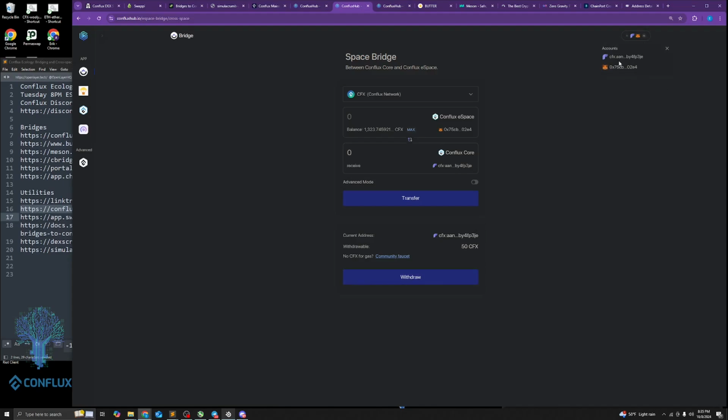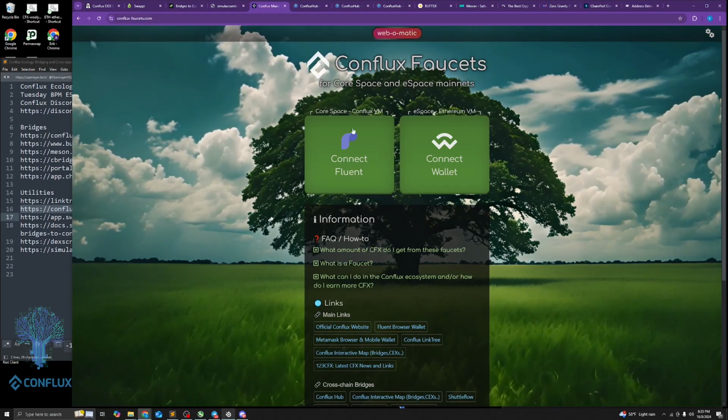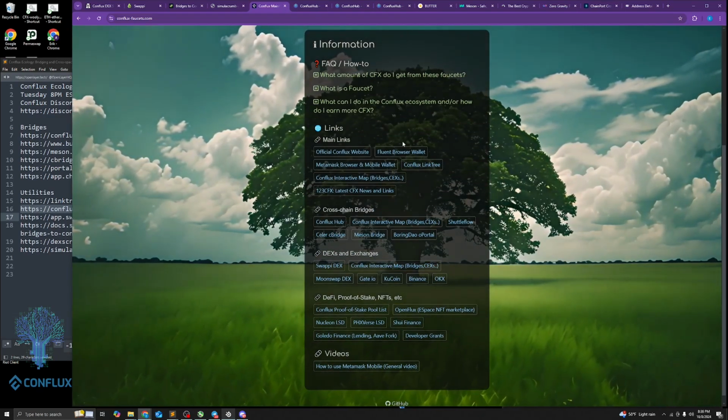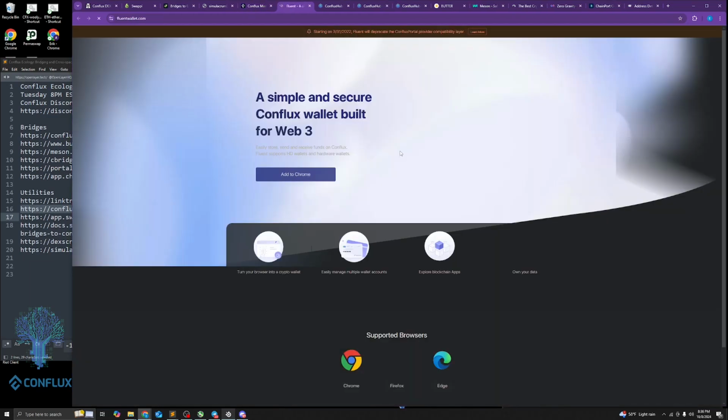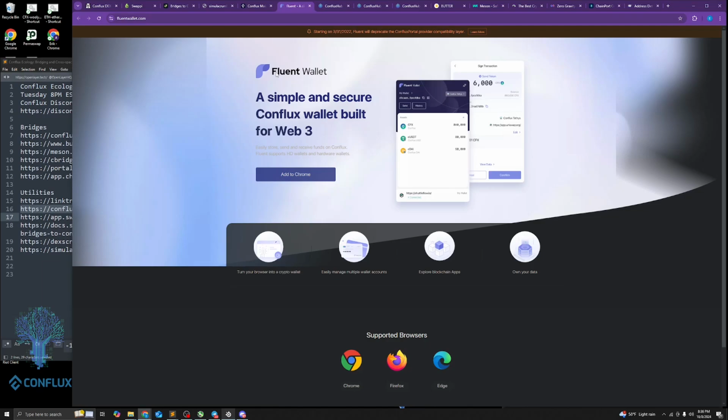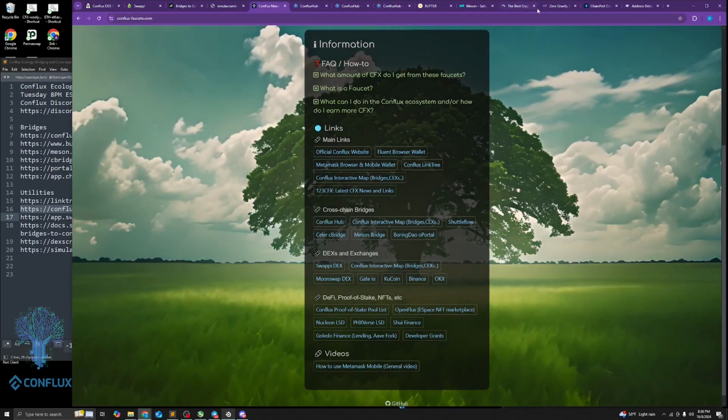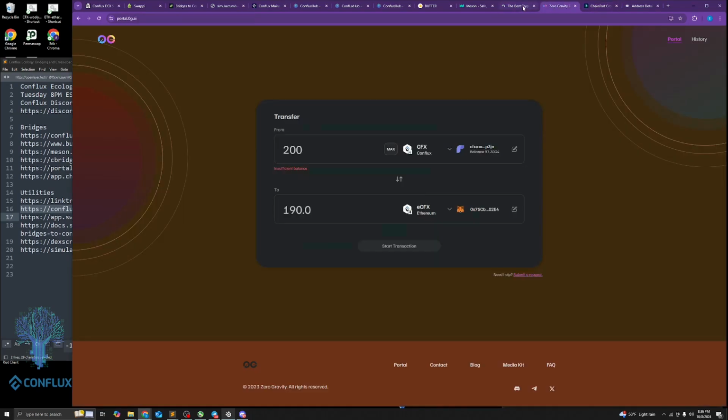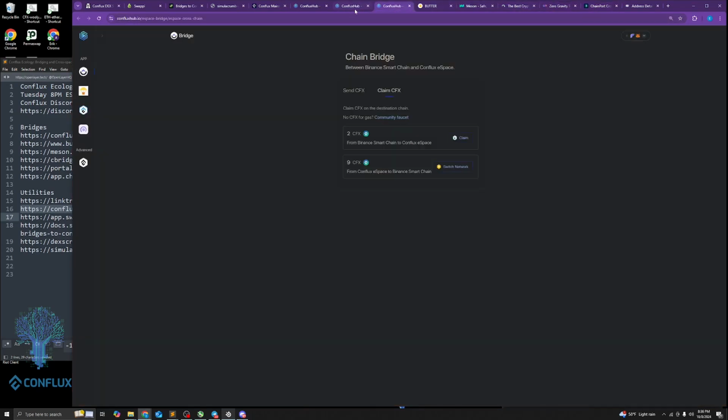Now I have my Fluent wallet connected. If you don't know what that is, I use the faucet because it has these great links on it. What's a Fluent browser wallet? This is our native wallet that specializes in Core Space. It can be used on eSpace, but really the strength of it is for Core Space. You can add this to Chrome, and it operates very similarly to MetaMask, so I won't spend more time on that. I'll just show you.